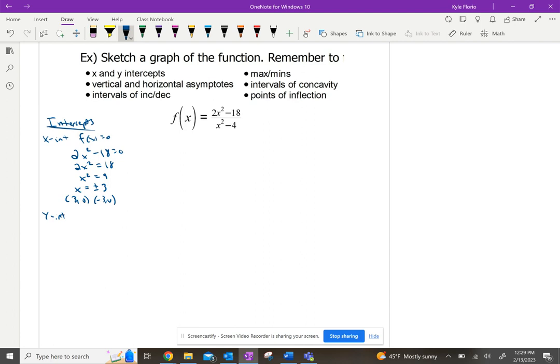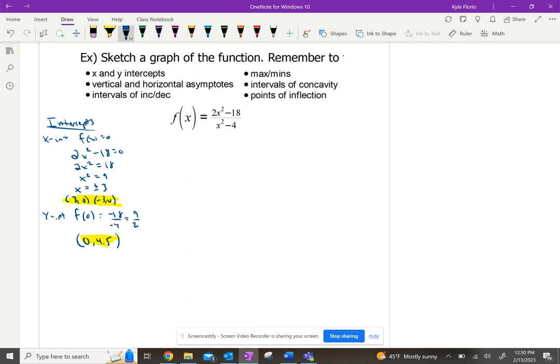To find the y-intercept, let's find out what f of 0 is. If I plug 0 into this, I just get negative 18 over negative 4, which is 9 over 2. So 0, 4.5. We're going to use decimals just because we're graphing points and it's going to be easier. I know I'm going fast, and if you want to rewind the video, that's fine. If you have questions about me doing things quick, just let me know in class. But right now I got my x and y intercepts.